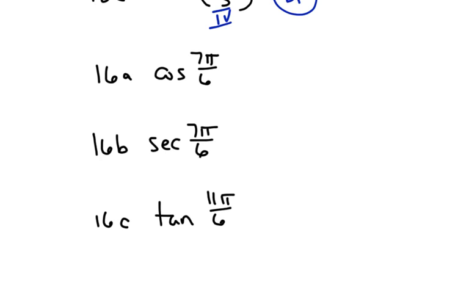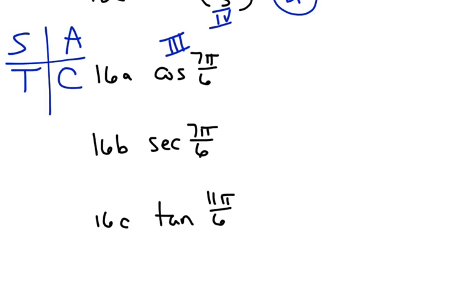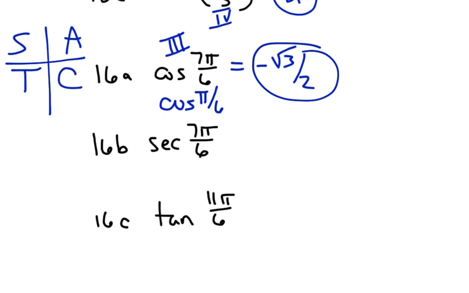If you change 7 pi over 6 into degrees, you're going to find out that it's in quadrant 3. In quadrant 3, where all students take calculus, cosines are negative. So I know the answer is going to be negative something. Well, it's going to be negative whatever the cosine of pi over 6 is. Pi over 6 is 30. The cosine of 30 is the square root of 3 over 2. So the answer must be negative square root of 3 over 2.